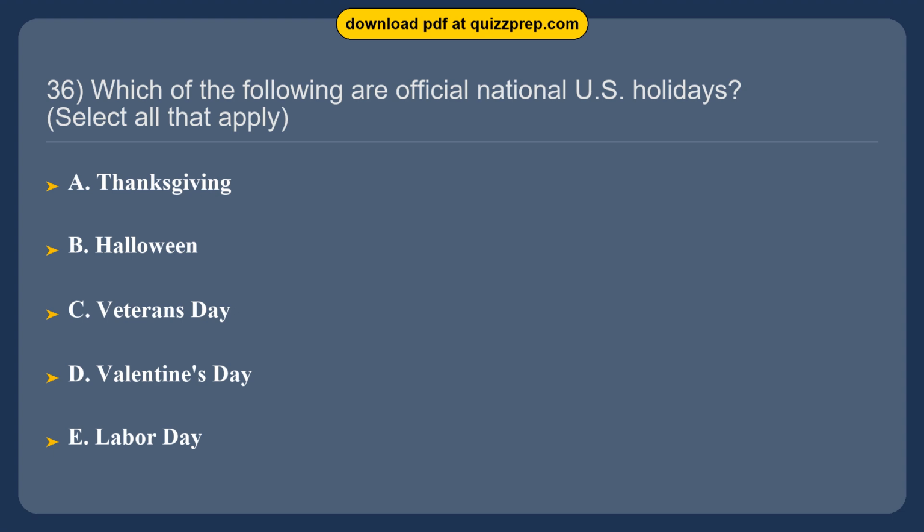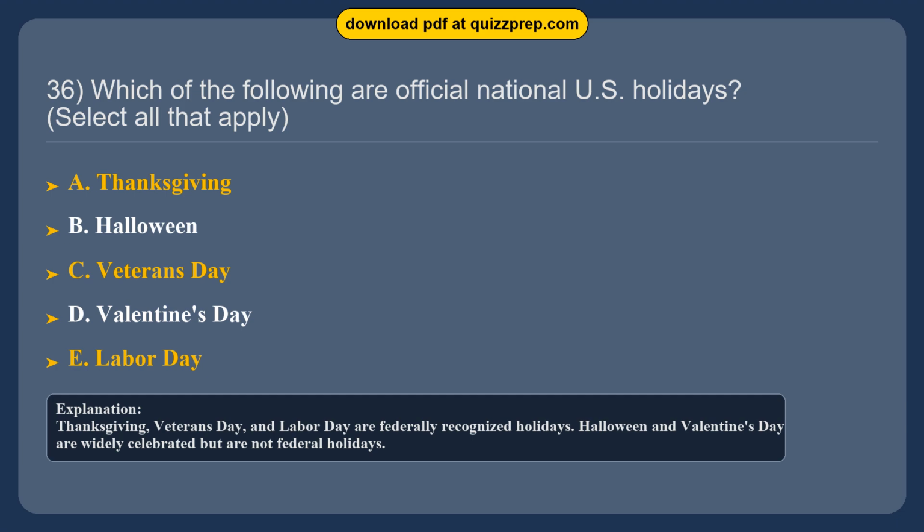Question 36. Which of the following are official national U.S. holidays? Option A, Thanksgiving. Option B, Halloween. Option C, Veterans Day. Option D, Valentine's Day. Option E, Labor Day. The correct answers are options A, C, and E: Thanksgiving, Veterans Day, and Labor Day are federally recognized holidays. Halloween and Valentine's Day are widely celebrated but are not federal holidays.